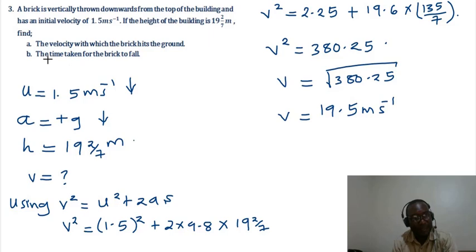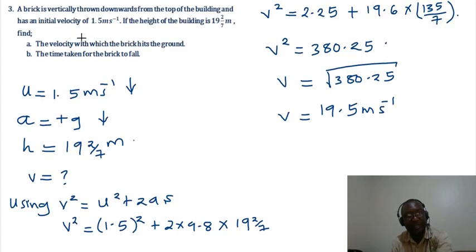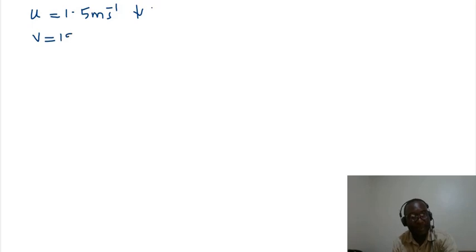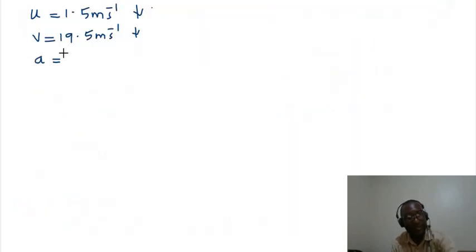Part B. They need us to find the time taken for the brick to fall and hit the ground. First, we know the initial velocity u, 1.5 meters per second. It's moving down. We know the final velocity now. We've calculated it as 19.5 meters per second. We know the acceleration. This brick is moving vertically downwards. Acceleration is equal to positive g. And they need us to find the time.